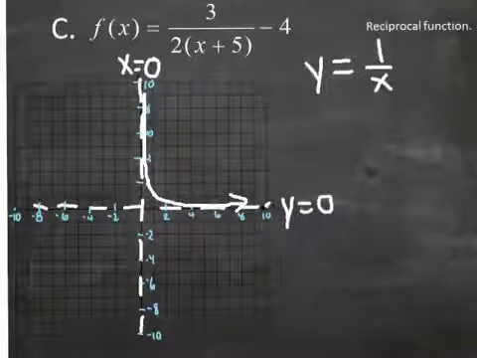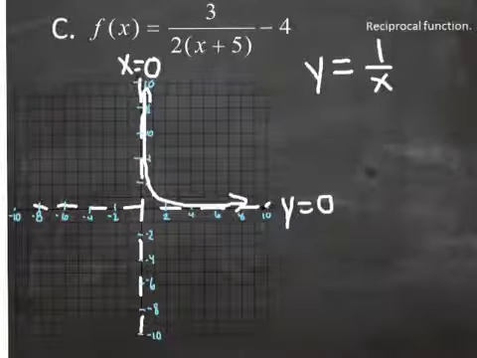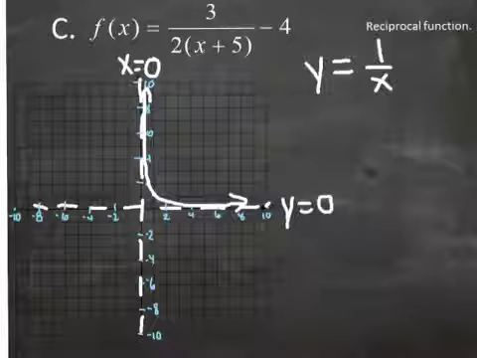Approaching the asymptote but never crossing over on the one side. Now let's get some negative numbers and sub in some negative numbers and see what happens. If I sub in a -2 for x, I'm going to get 1 over -2.